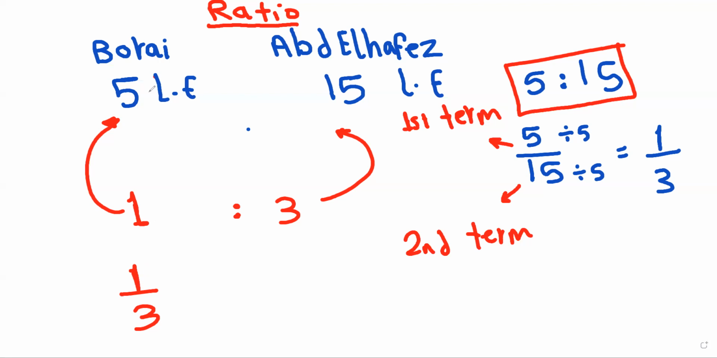So what is the ratio between Borai and Abdul Hafiz? It's 1 to 3, or 1 over 3. That's the ratio in its simplest form.